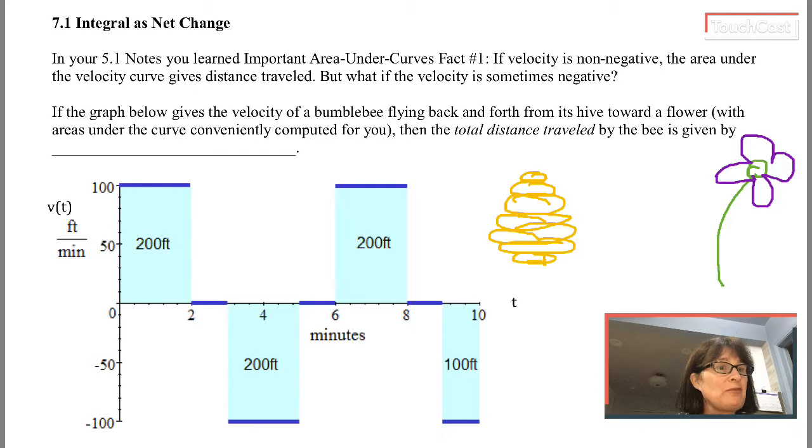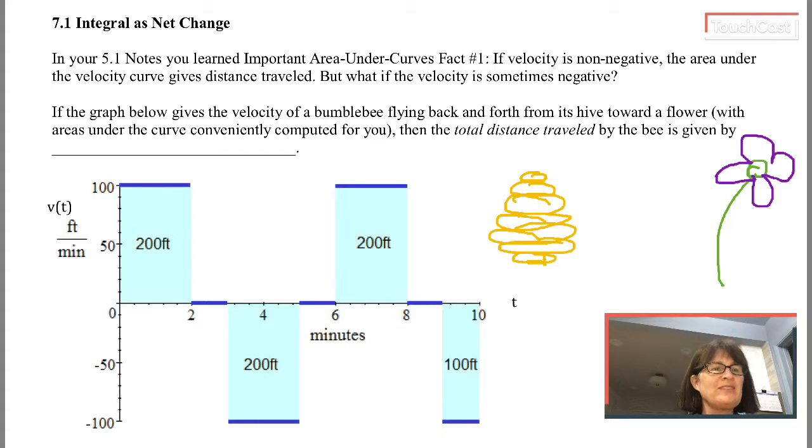Back in chapter 5, we learned important area under curves fact number 1, which is we can find distance traveled by finding the area under the velocity curve as long as the velocity is positive. So now it's time to figure out, what does it mean? How do we find distance traveled if the velocity is sometimes negative? Well, remember what we learned about velocity back in chapter 3 or 4, that if velocity is negative, that implies motion is backward. So think of this example.